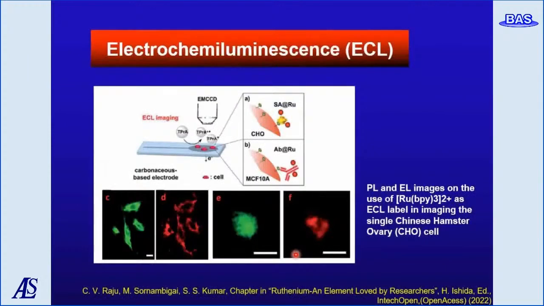Now I move to the second topic, electrochemiluminescence, ECL. Electrochemiluminescence is a kind of luminescence produced by an electrochemical reaction in solution at the electrode. The electrochemically generated species undergo a highly exergonic reaction to produce an electronically excited state that then emits light.